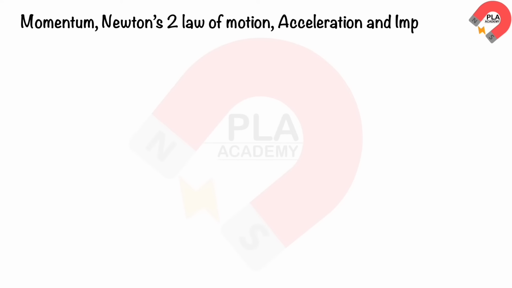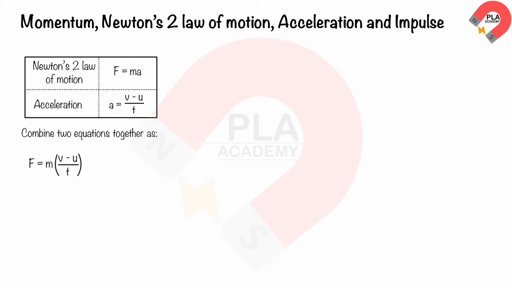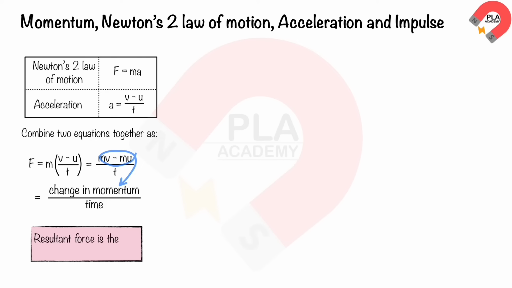Momentum, Newton's second law of motion, acceleration and impulse. From Newton's second law of motion, F = ma. From the acceleration of the object, a = (v - u)/t. We combine the two equations together and get F = (mv - mu)/t. This is the change in momentum per unit time. We can conclude that the resultant force is the rate of change in momentum. We can write the equation as shown.